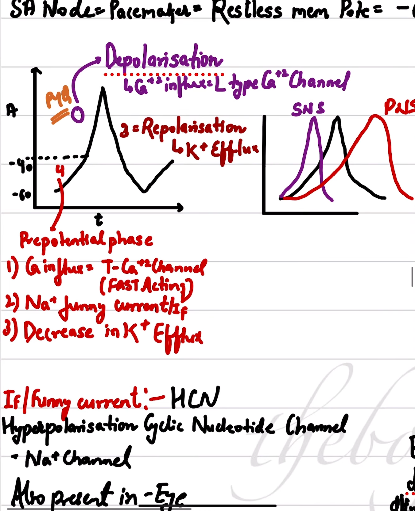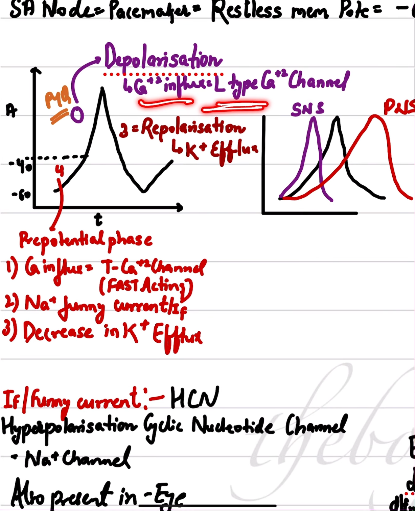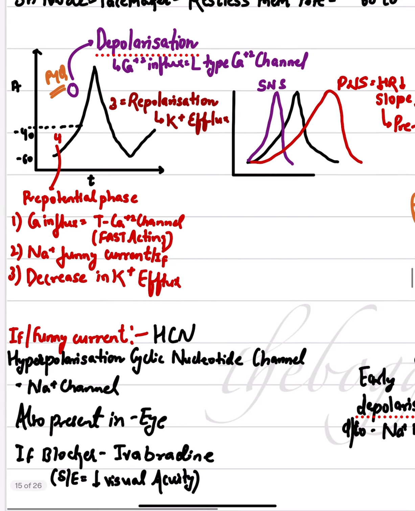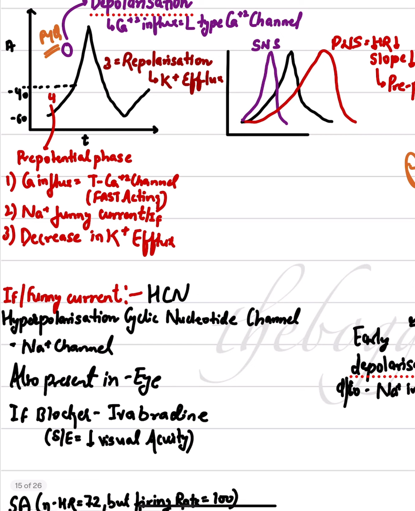Next is phase 0, the depolarization. Depolarization in the SA node occurs by calcium influx through the L type, long lasting, calcium channel, and repolarization occurs by potassium efflux. Potassium is going outwards, meaning the inside is becoming negatively charged again.